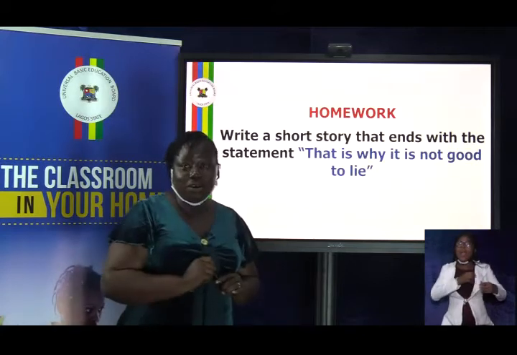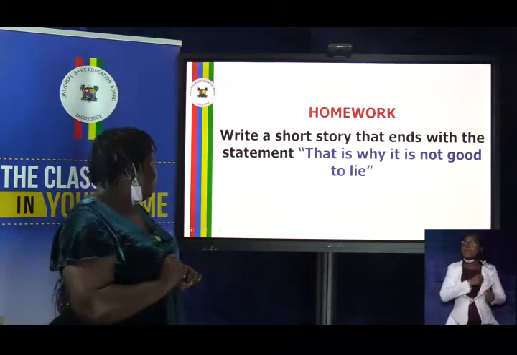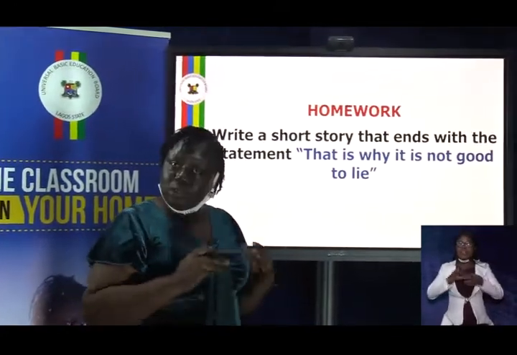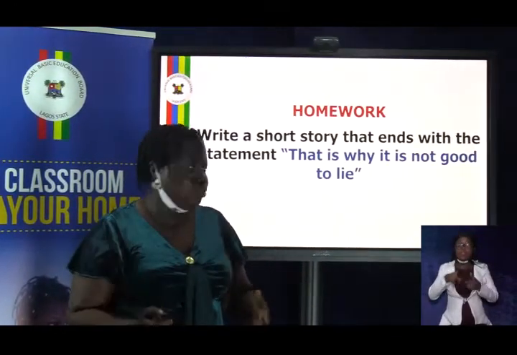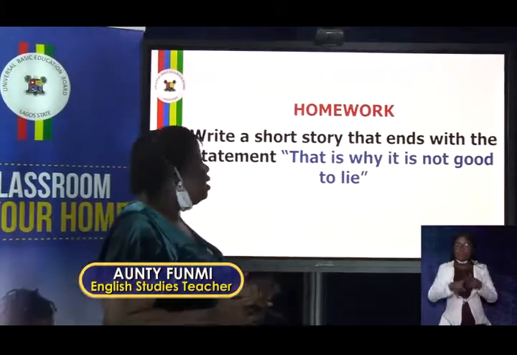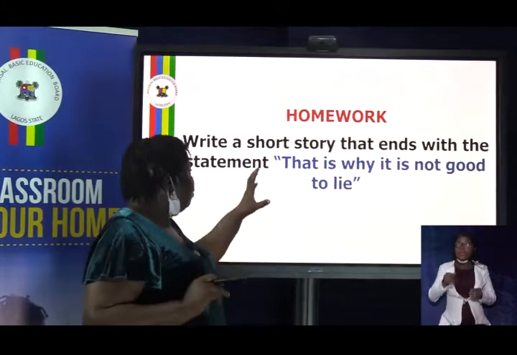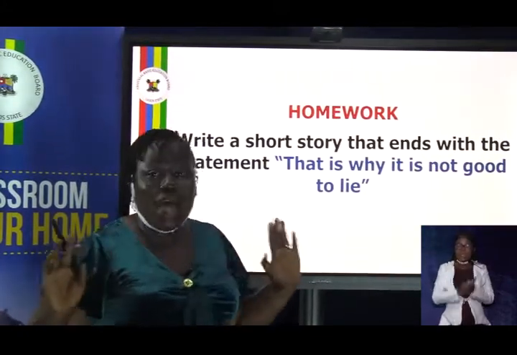Now, let's move to Auntie Fumi's heartbeat. That is your homework. For your homework, you're going to write a story. You know, I just wrote a story and I read it out to you. So you're going to write a story. And the conclusion of that story must be, that is why it is not good to lie.